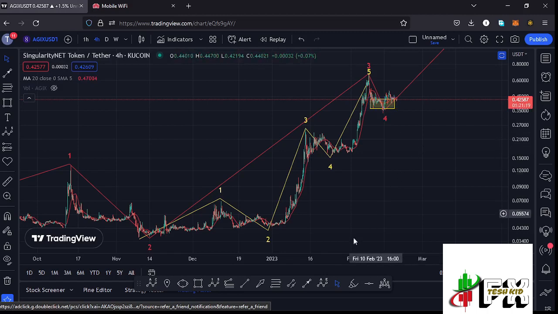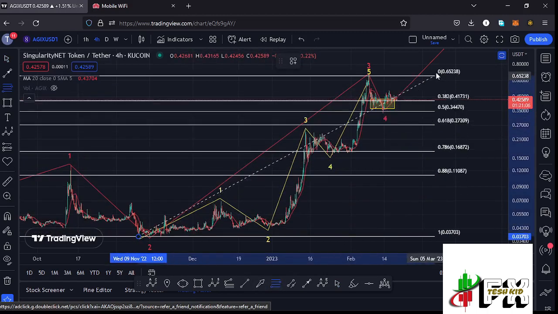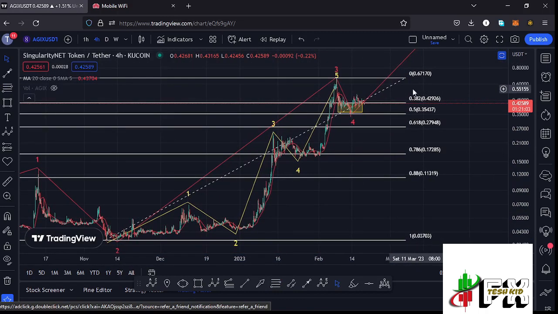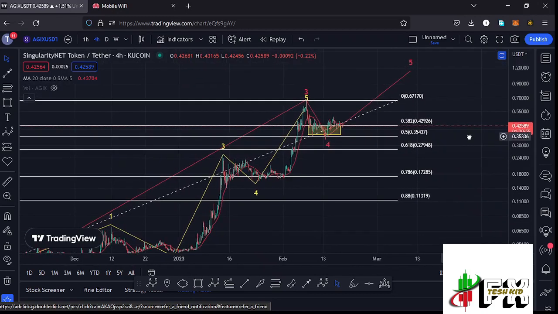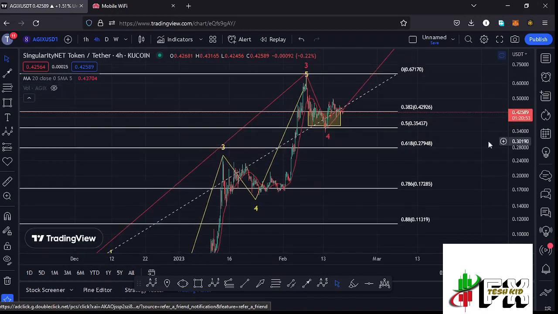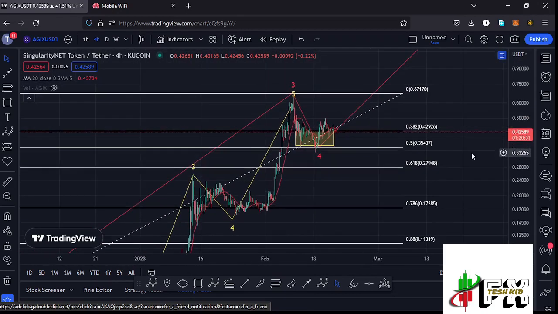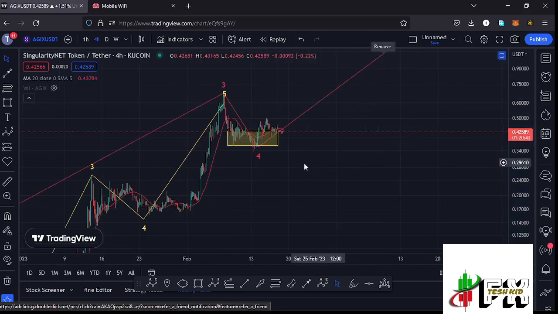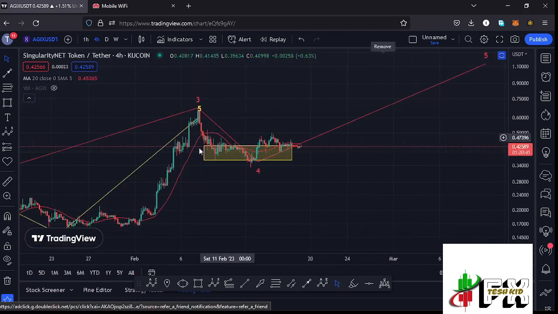the formation of that wave 4, and using the Fibonacci's connecting them from the low of the second wave to the high of that wave 3, that gave me a minimum retracement area to the lower side in the formation of that wave 4 between the fib level 0.382 and the fib level 0.5, and that target area lies between the $0.42926 mark and the $0.35437 mark, and it is within this yellow target area that I was expecting to see the low for that fourth wave to the lower side.